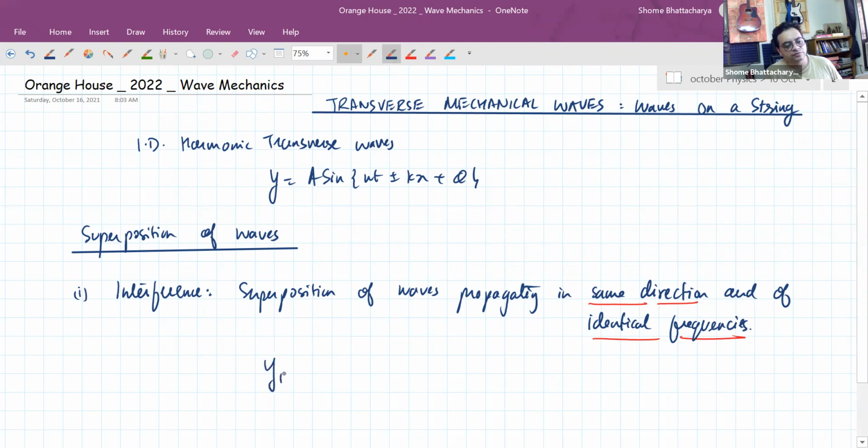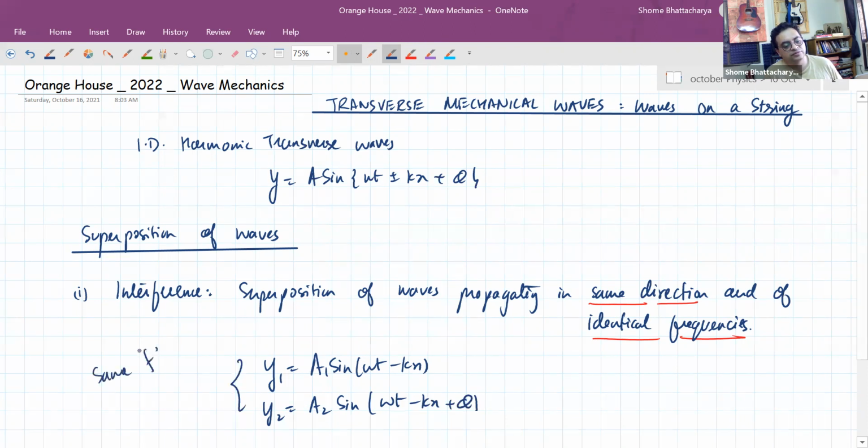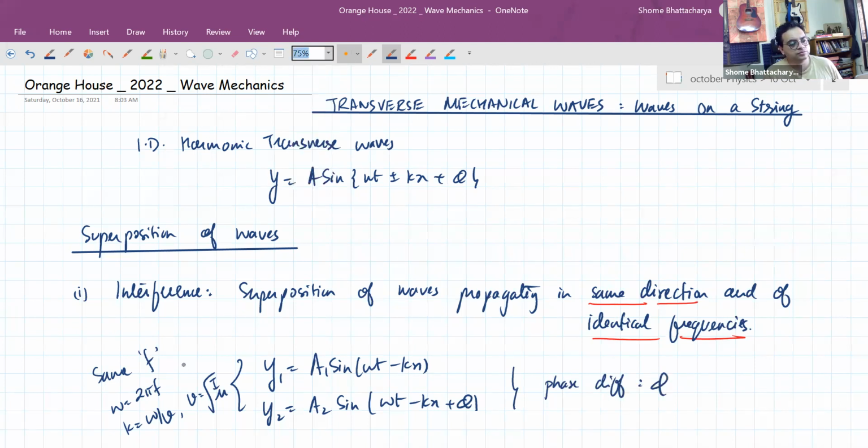So we saw that if we have a combination of two waves, having amplitudes A1 and A2 but common frequency f, so a common value of omega, where omega is equal to 2 pi f and k becomes omega by v. Because they are propagating in the same string, v is common for both of them, but they also have a phase difference of phi.